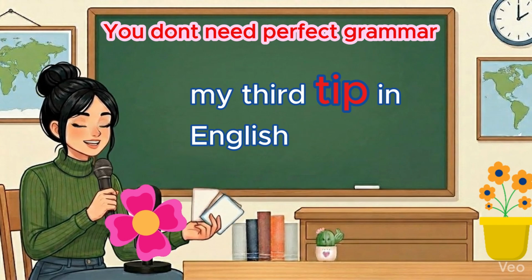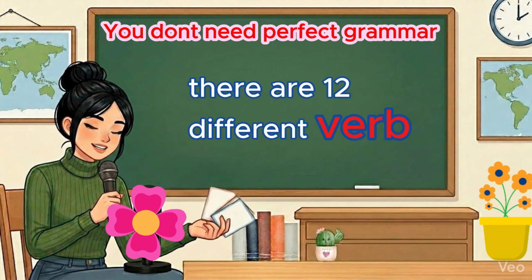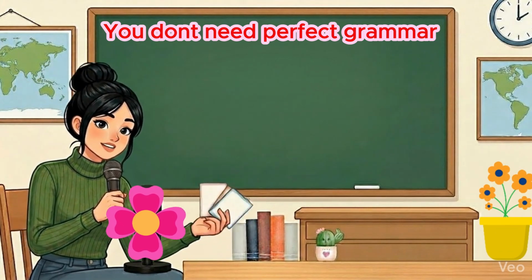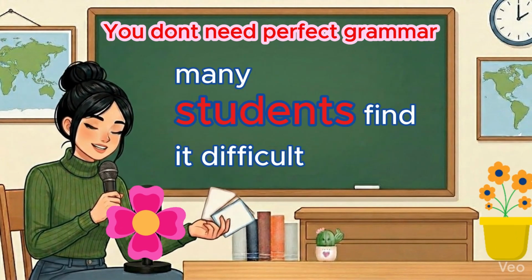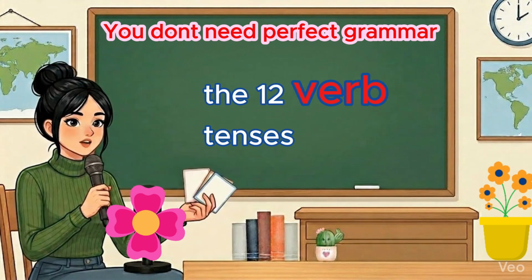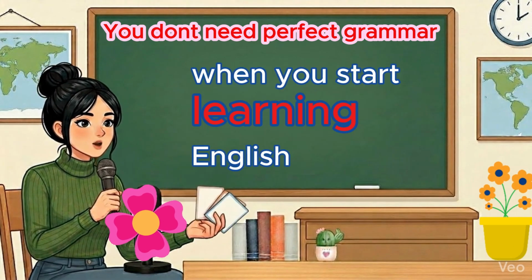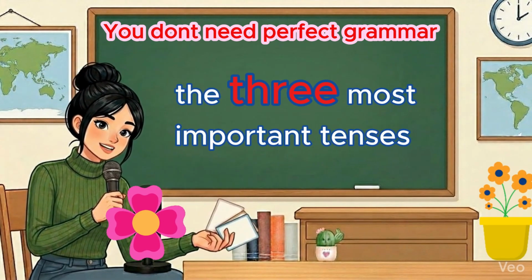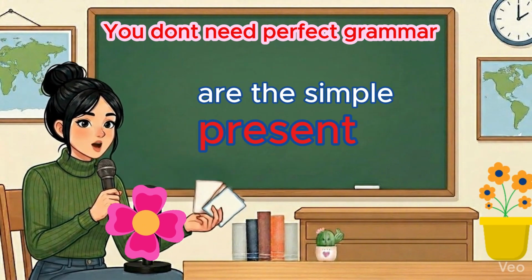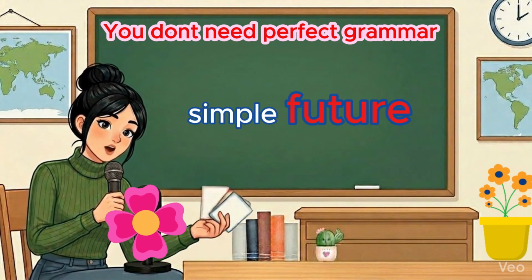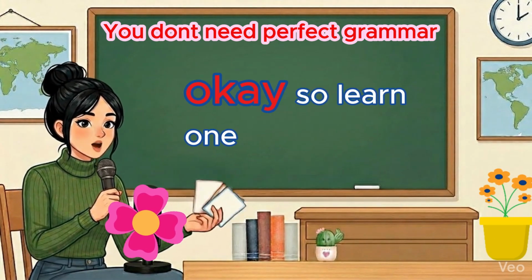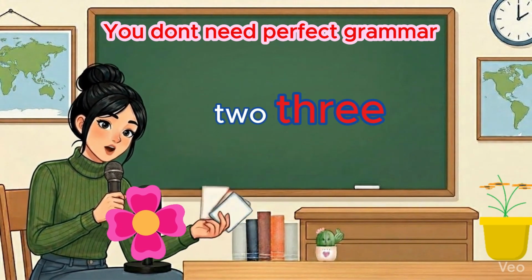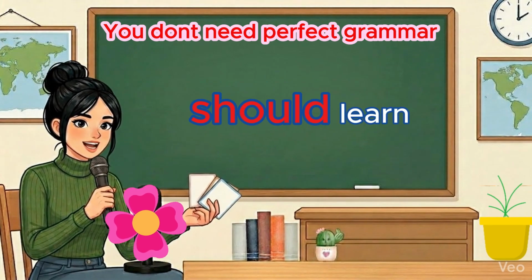My third tip: there are about 12 different verb tenses in English. Many students find it difficult to learn the 12 verb tenses. When you start learning English at the beginning, the 3 most important tenses are the simple present, the simple past, and the simple future. These 3 verb tenses are the tenses you should learn first, okay? So learn 1, 2, 3. The first 3 tenses you should learn.